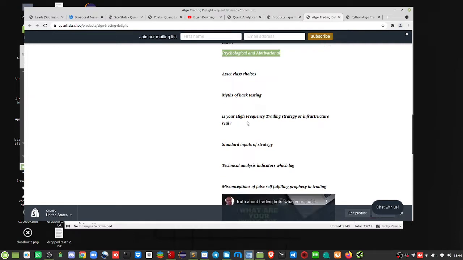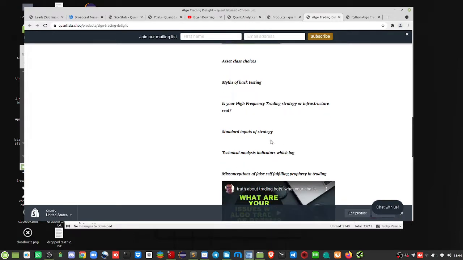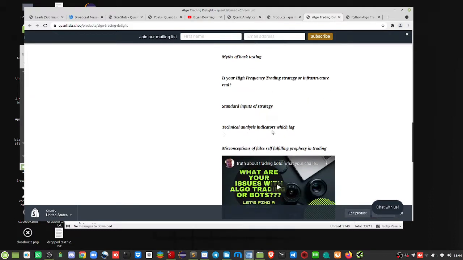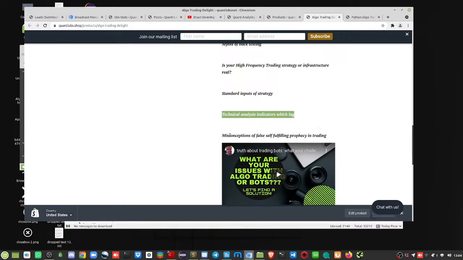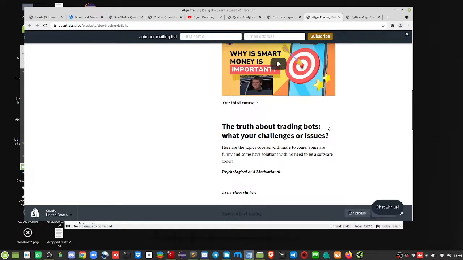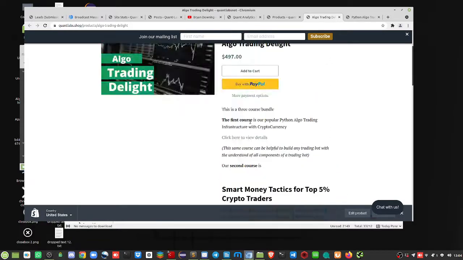We also cover some high frequency trading scenarios, inputs for a strategy or a bot, which technical analysis indicators to use. A lot of them, I'd say about 90-95% lag. So for that, it's not the best way to go about trading. And then there's really another important one, this false self-fulfilling prophecy in trading. So I'll cover those kind of topics among these two courses. Plus you get the bot course as well.